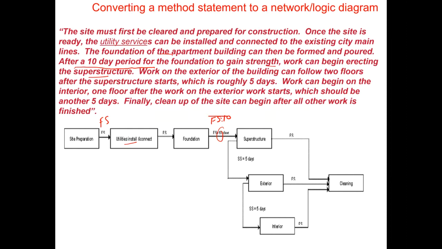Now, the following statement reads, work on the exterior of the building can follow 2 floors after the superstructure starts, which is roughly 5 days. The keyword here is that we do not have to wait for the superstructure to finish, because that would add extra delay. We just wait for 5 days since the superstructure starts, and then we can start working on the exterior. Mind you, the arrow is coming from the start of the superstructure activity, leaving a time lag of 5 days, and then we begin work on the exterior.